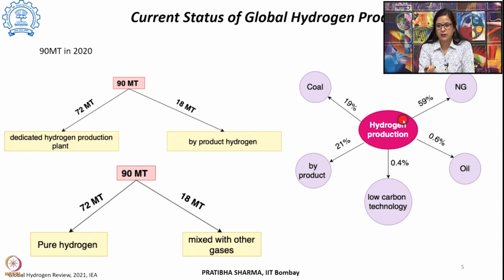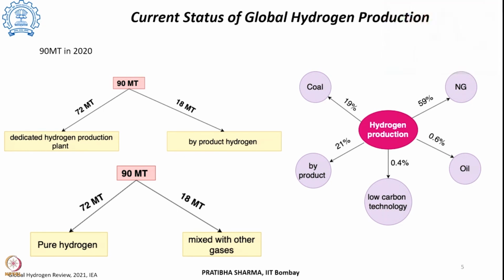So, about 59% of the production of hydrogen was using natural gas, and approximately 240 billion cubic meters of natural gas was used for producing hydrogen, which is approximately 6% of the global natural gas consumption. 19% of hydrogen produced using coal, and about 115 million tons of coal equivalent is used for producing hydrogen, which is 2% of the global coal demand. 21% obtained as byproduct, 0.6% produced using oil, and the remaining using low carbon technology, which includes electrolysis, which includes fossil fuel plants which have carbon capture, use and sequestration.